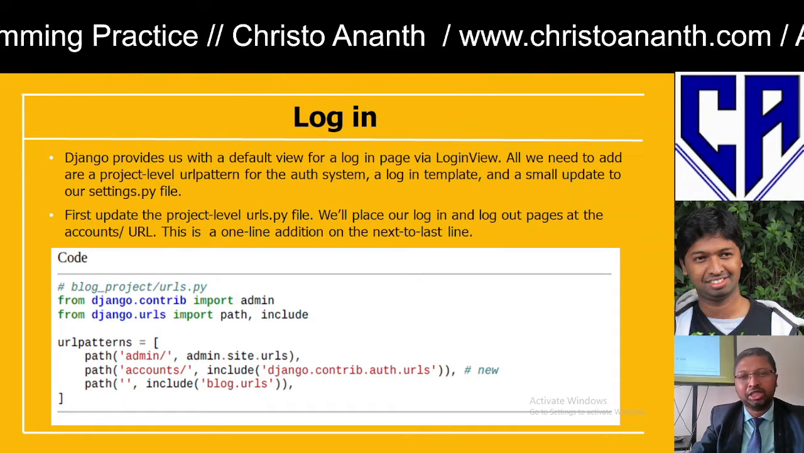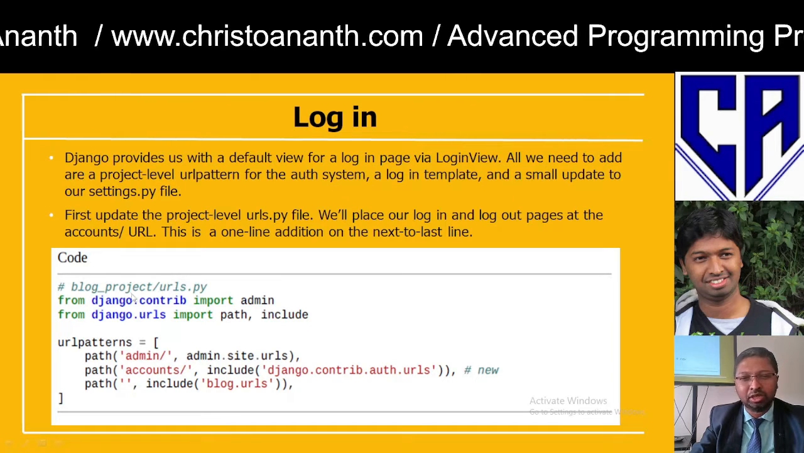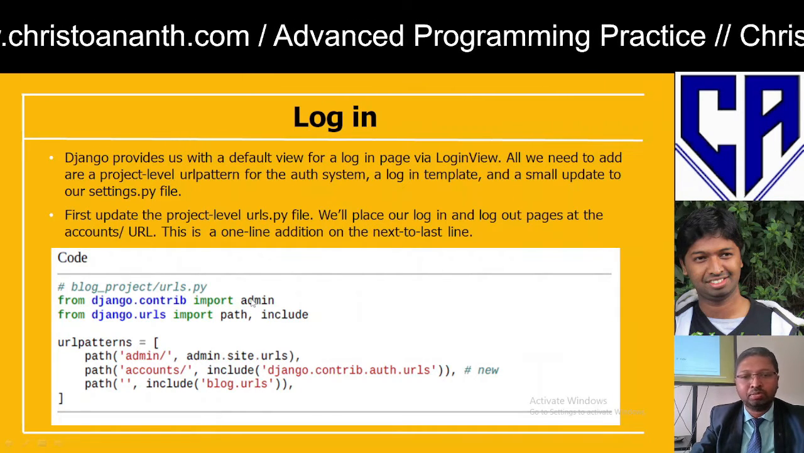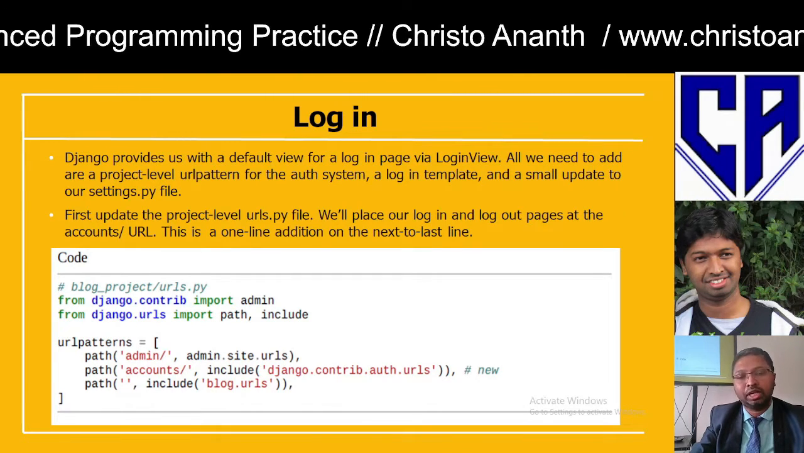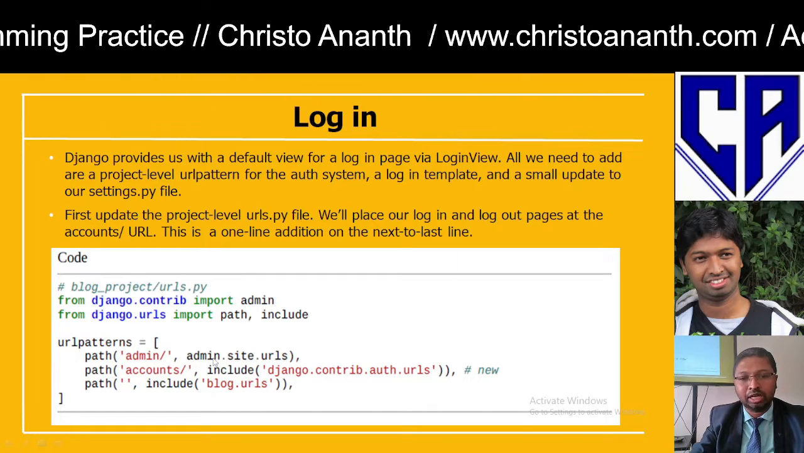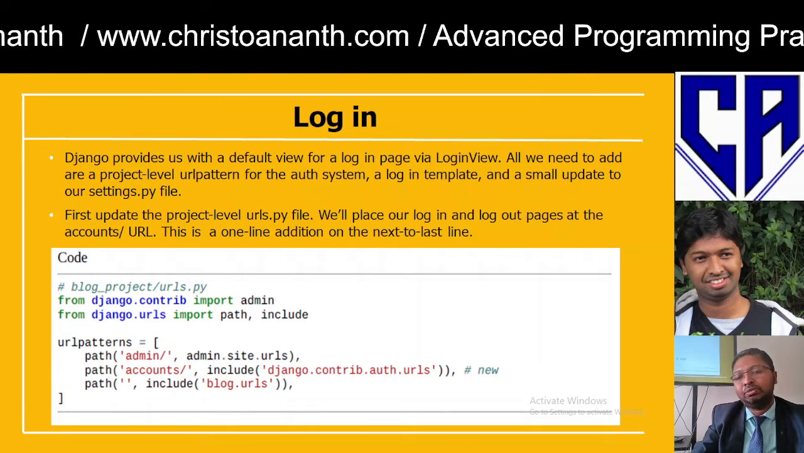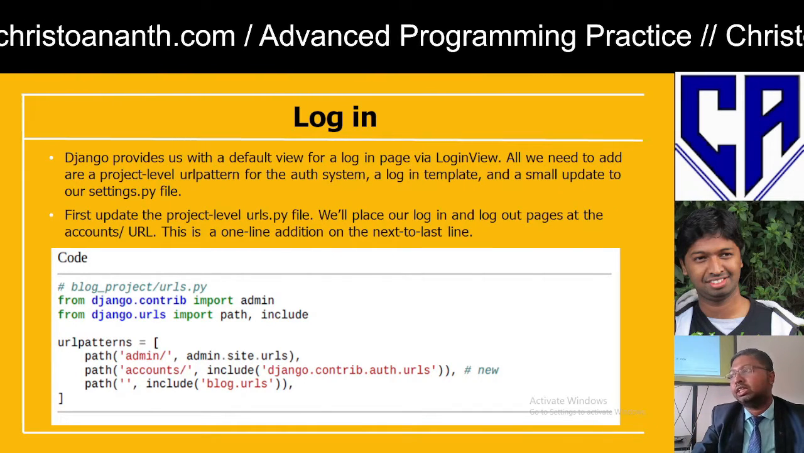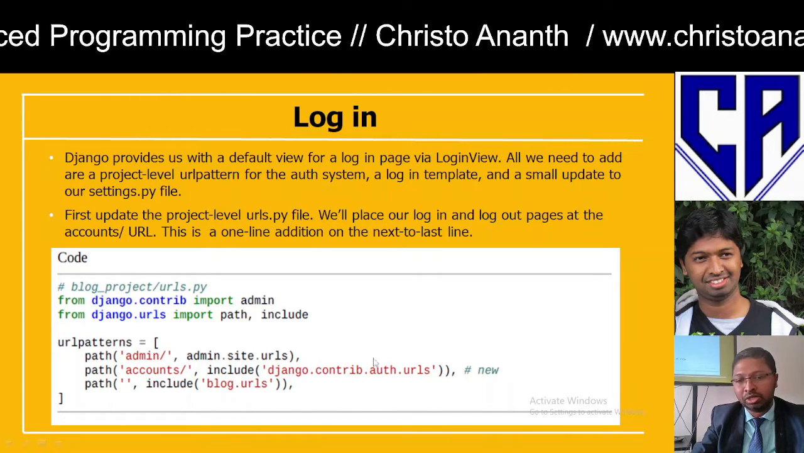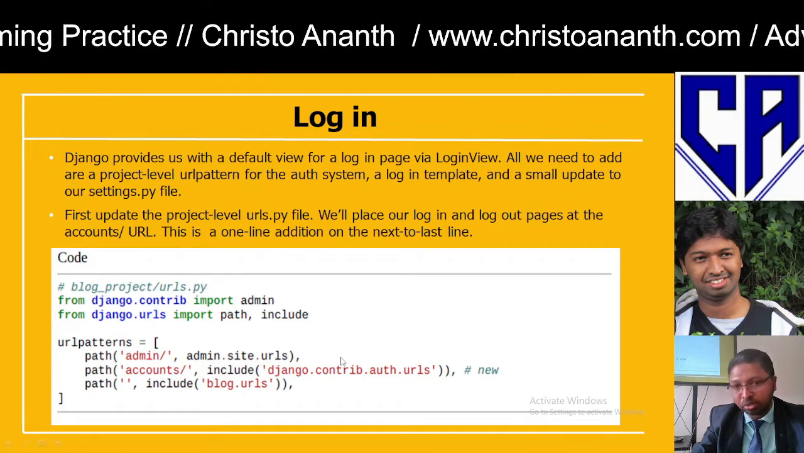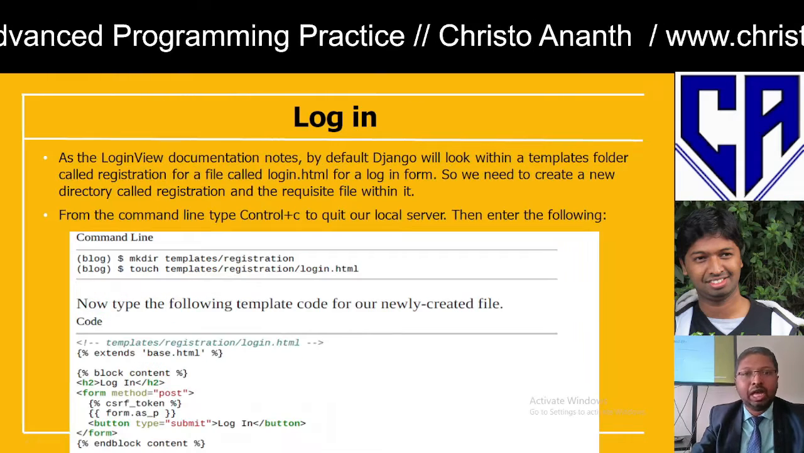So we are going to update the project level urls.py file. In the case of login, we go with blog_project/urls.py. Here we are going to import the admin and import the path. With the inbuilt libraries, we include the URL patterns, which is admin.site.urls, and we include the installed libraries. If you remember django.contrib.auth, you will have those URLs. This is the new thing that we are going to import along with the path, and then we'll have path include blog.urls.